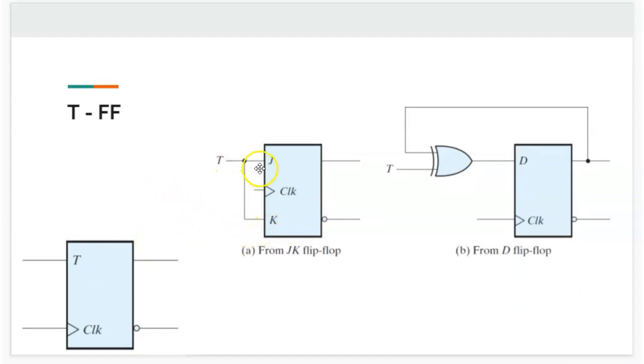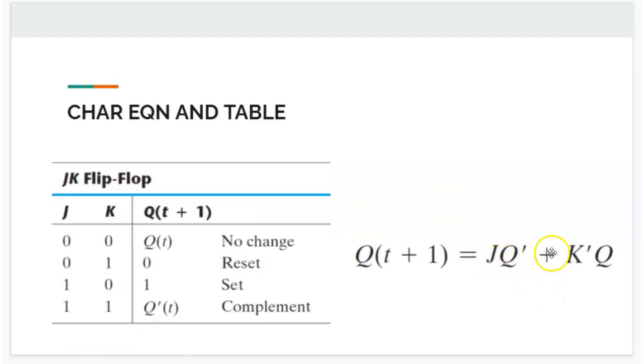The point here is, if you construct it from a JK flip-flop, the T flip-flop is nothing but a JK flip-flop with both inputs equal, like you give J and K as equal. So in this characteristic equation, you put J and K as equal, as T, you get T Q dash plus T dash Q, which is actually T XOR Q. The corresponding truth table can be seen from that equation.